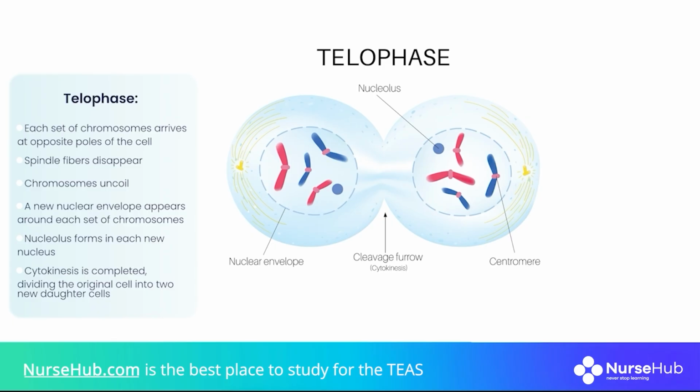Telophase is characterized by the reformation of the nuclear envelope around each set of chromosomes. The nuclear envelope is made up of two phospholipid bilayers, which you will remember from our prior lesson on the nucleus, and it separates the genetic material from the rest of the cell. The nuclear envelope reforms by the fusion of small vesicles derived from the endoplasmic reticulum, creating two distinct nuclei within the cell.